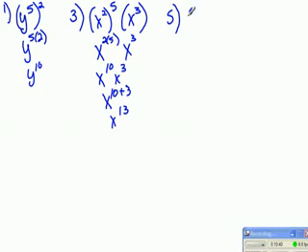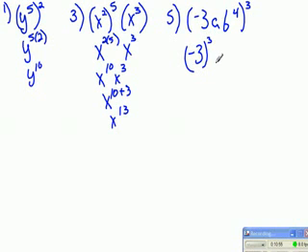Number 5. I have negative 3a b to the 4th, all to the 3rd power. So we're going to have negative 3 to the 3rd power, a to the 3rd power, and b to the 4 times 3 power. Okay, so we took that power through to everything. Make sure I did put the negative 3 in parentheses because I want to take negative 3 to the 3rd power, not just negative and then 3 to the 3rd. Okay, because everything's getting the power.